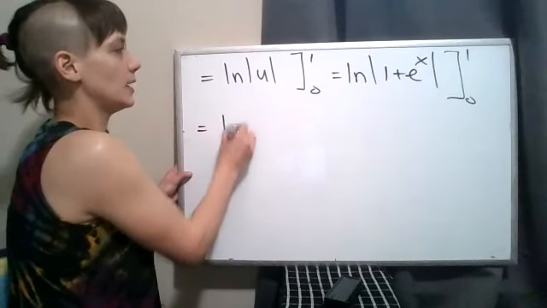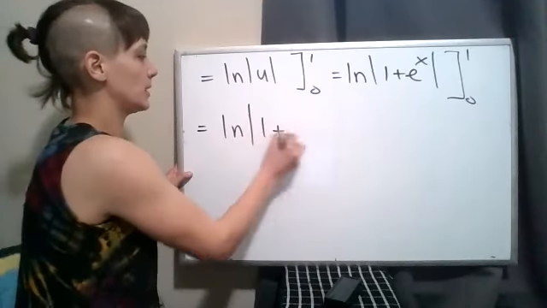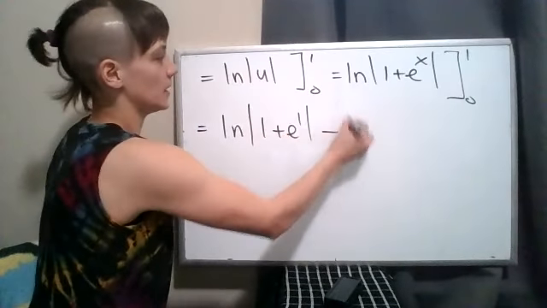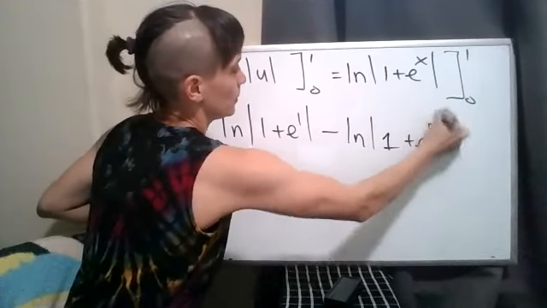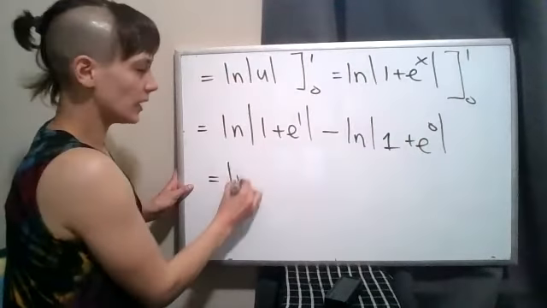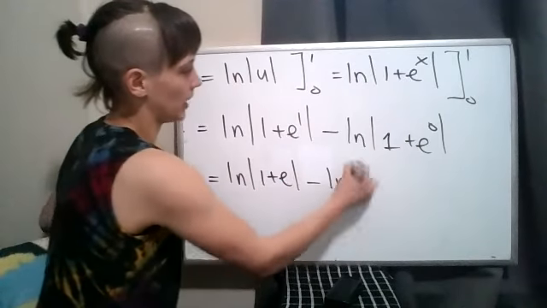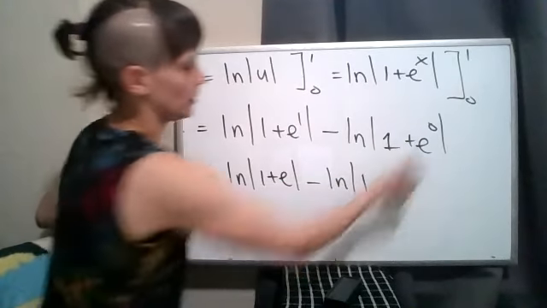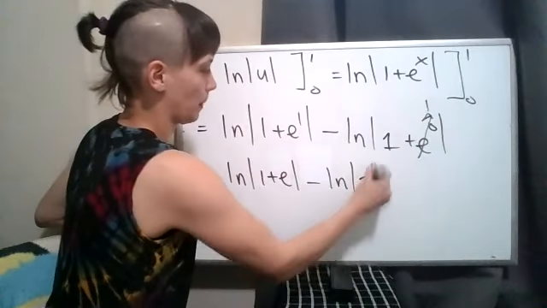Okay, ln with 1 put in there: ln of the absolute value of 1 plus e to the 1, minus ln putting in 0. ln of absolute value of 1 plus e minus ln absolute value of 1 plus 1. Just 2. That's good enough.